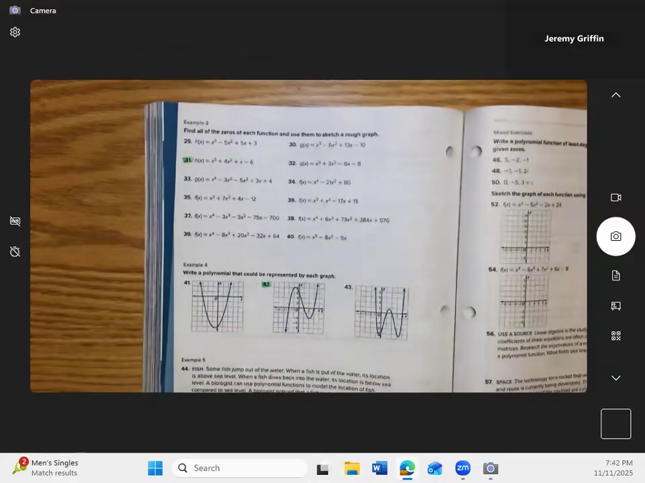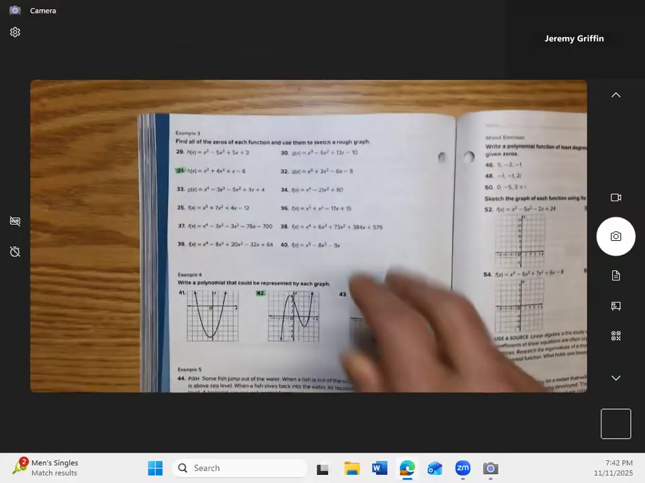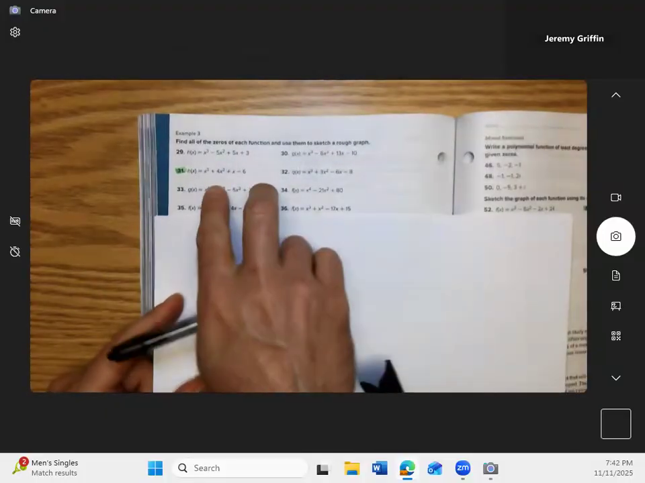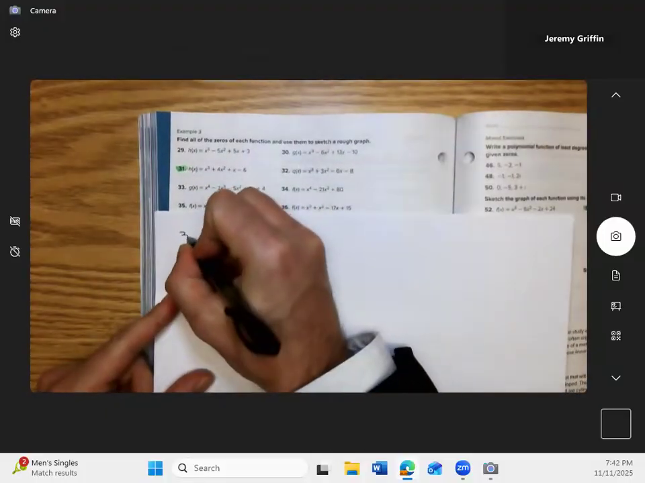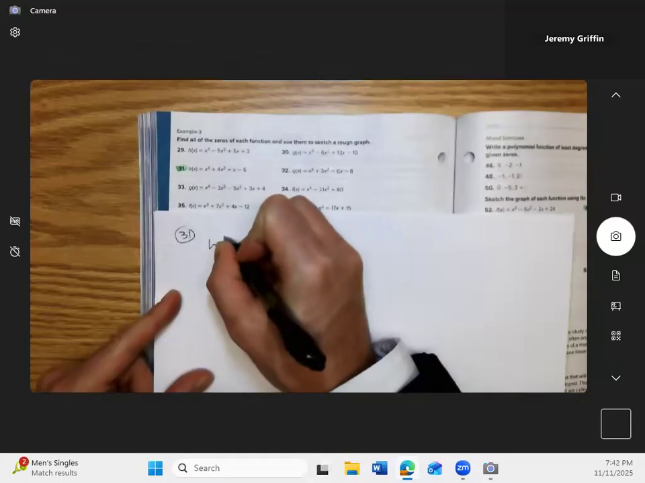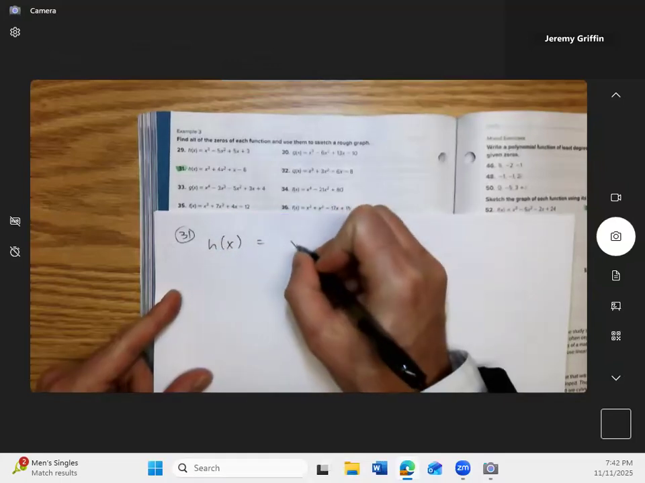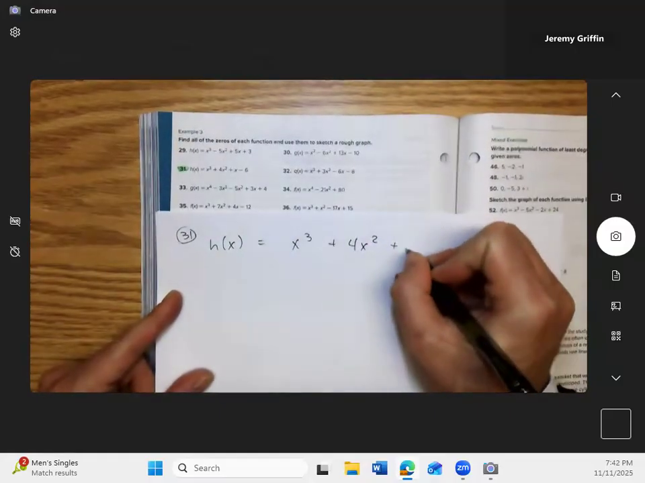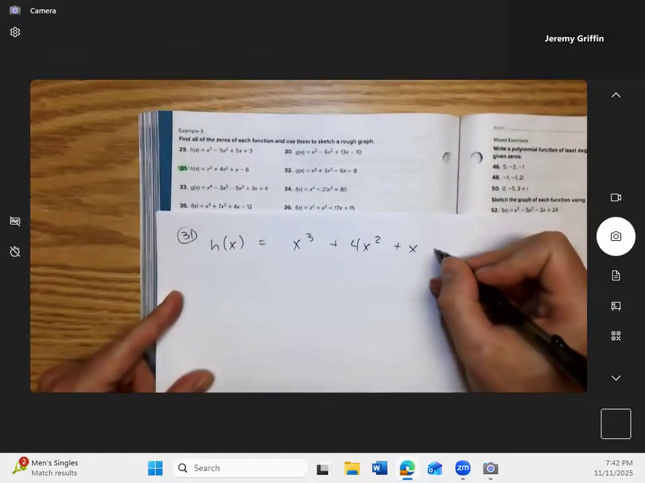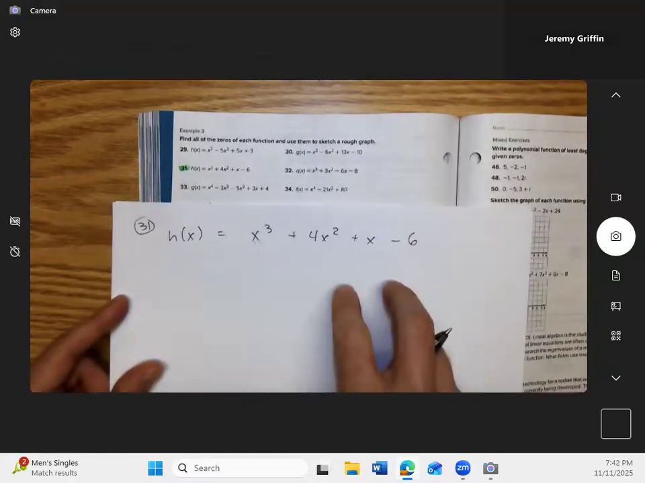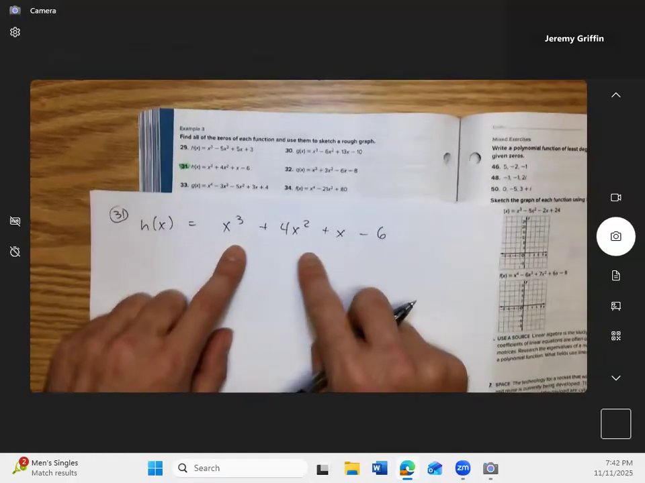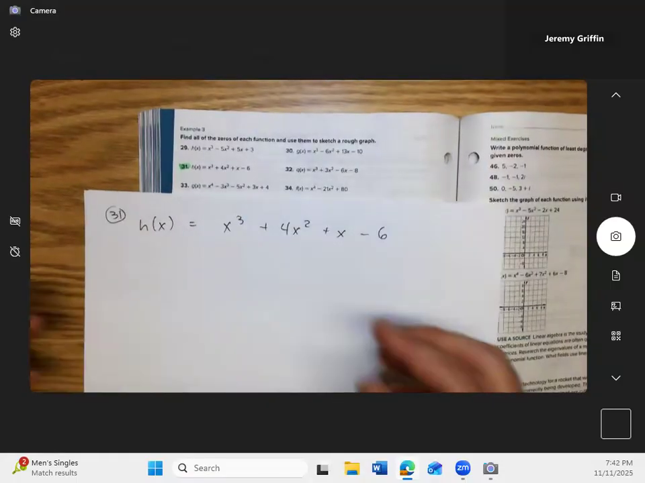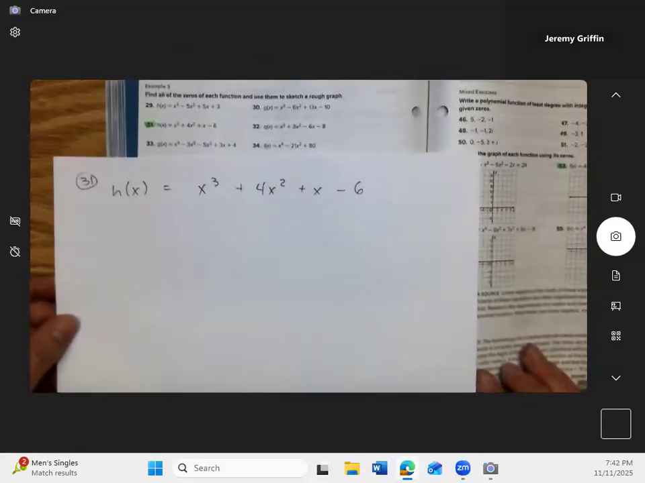Number 31. Find all the zeros of each function and use them to sketch a rough graph. All right, so 31. We got h of x is x to the power of 3 plus 4x squared plus x minus 6. Now, do I see how this can easily factor, or factor by grouping or anything? I don't know. Nothing really jumps out at me.